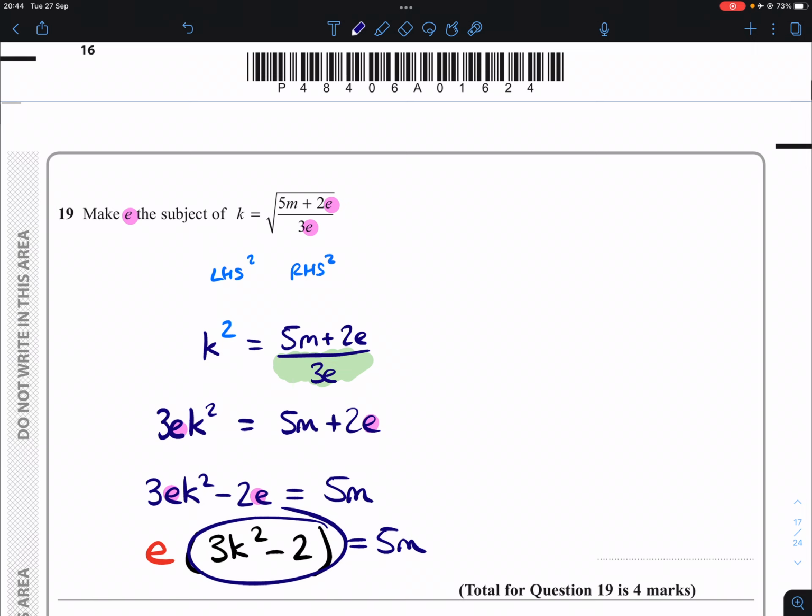and then once you've got your one value of e here, we divide both sides by that bracket, and that will allow us to get e on its own. So we'll have a 5m all over 3k squared minus 2. Done.